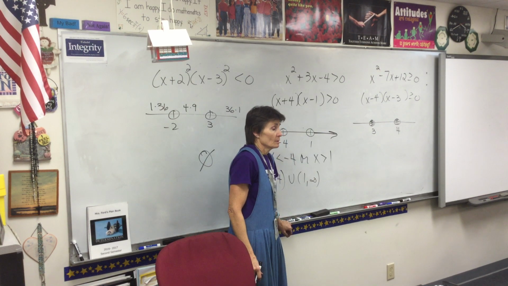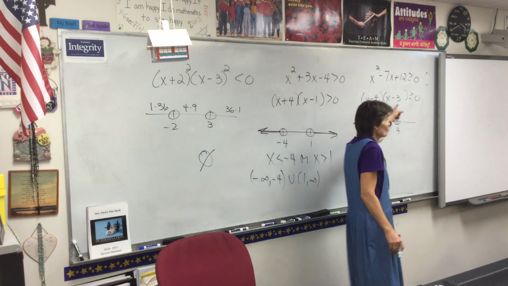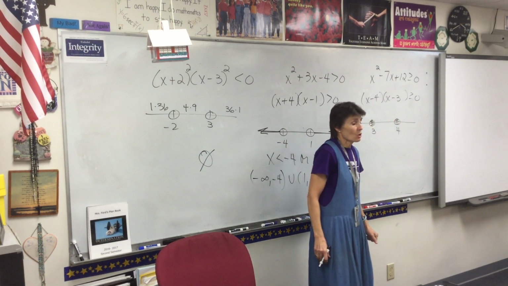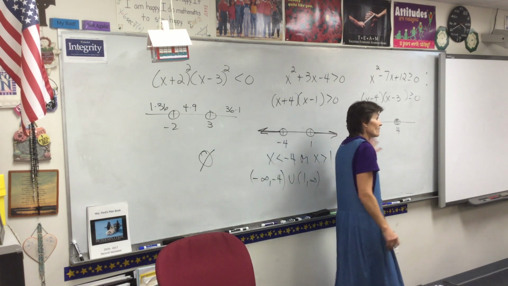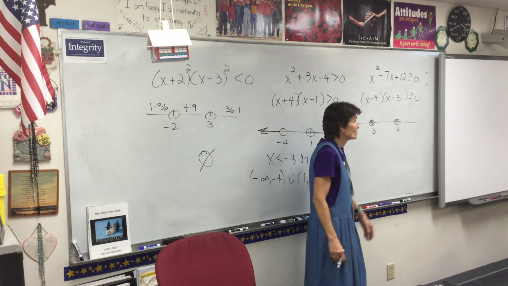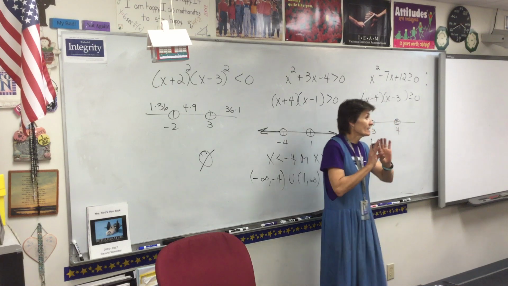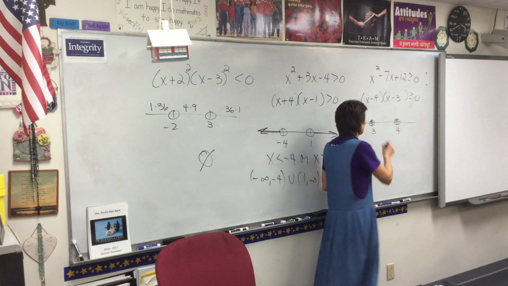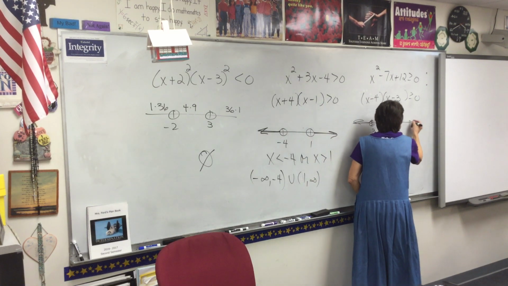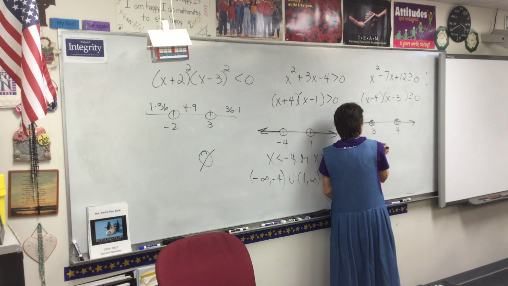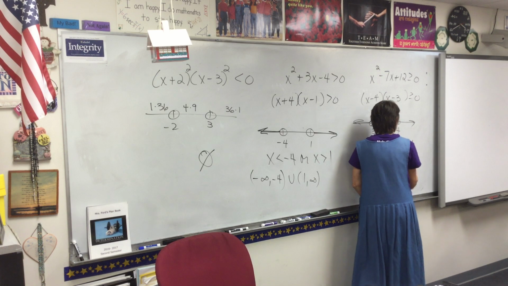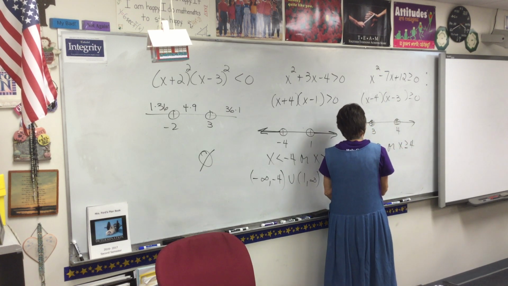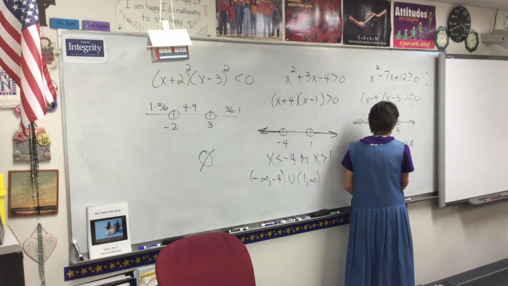Now, are either of your factors squared? No. So if you want to shortcut it, you can. As long as nothing's squared, the shortcut will always work. If it's greater than, it's going out. So x is less than or equal to 3 or greater than or equal to 4. Or negative infinity to 3, bracket this time.